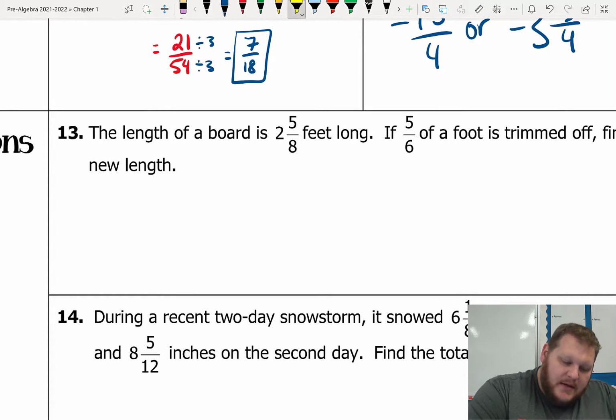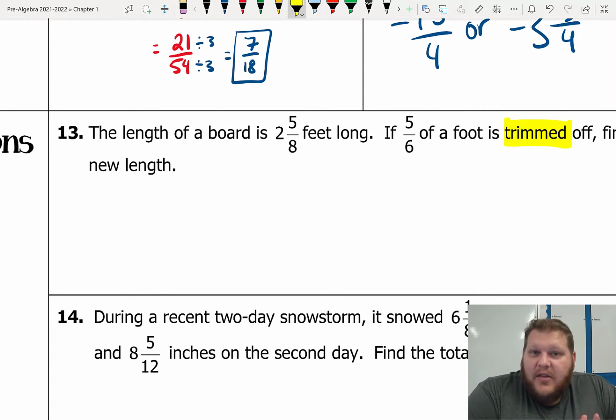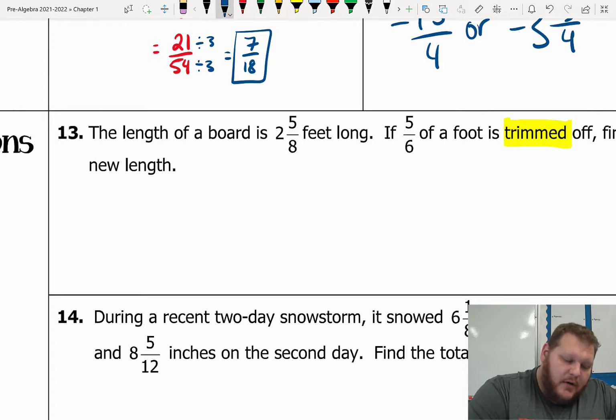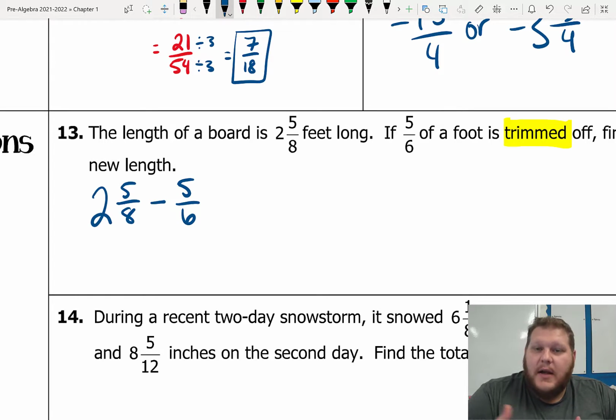In this case, they tell us that we're trimming the length off, which means we should be doing a subtraction here. If our original board is 2 5/8 feet long, we're subtracting off 5/6 of a foot. They want us to figure out how long the board still is after we trim that off. So that's what our problem should look like. That should be how we set it up. We have that subtraction, 2 5/8 minus 5/6.